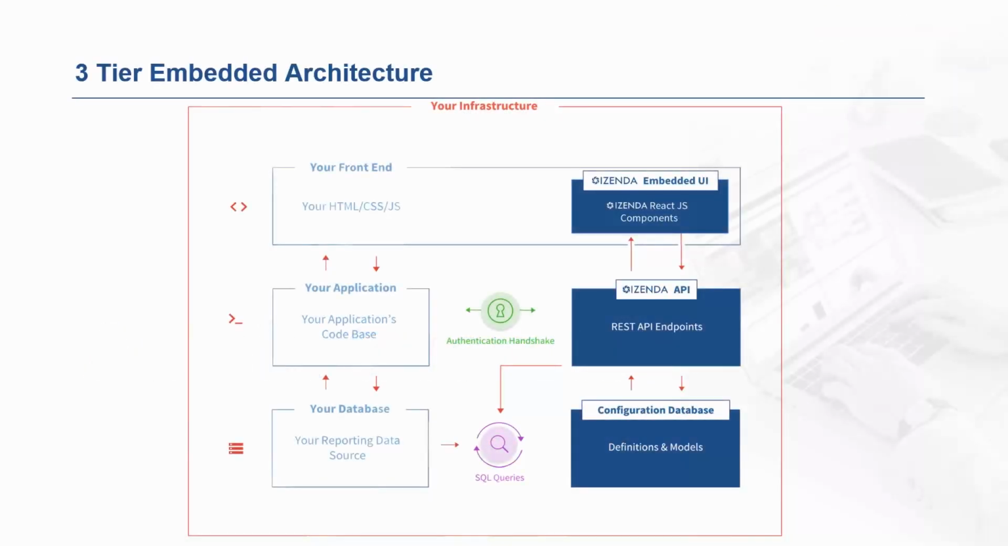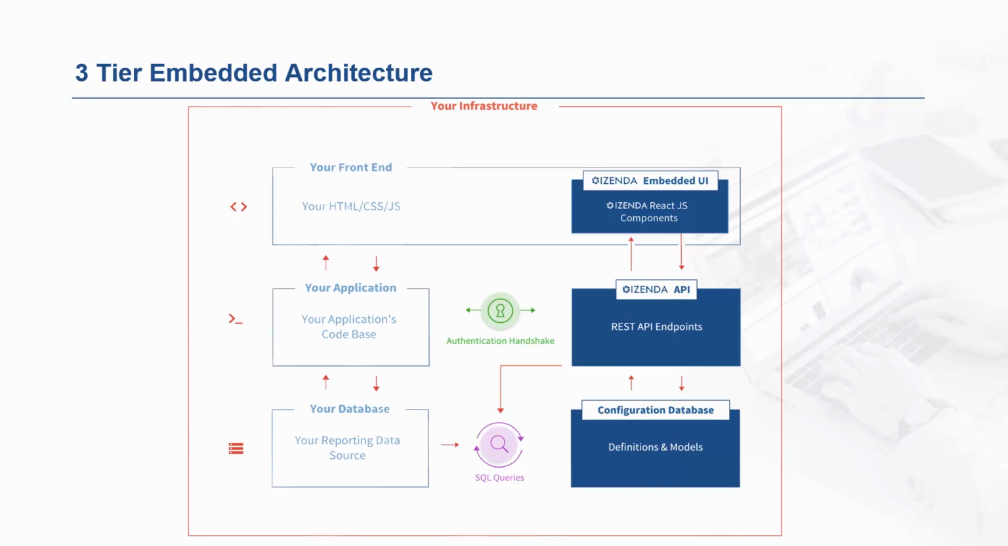What you get when you download Izenda is a three-tiered web application. This allows companies to completely customize and brand Izenda for embedding purposes into the front end of an existing application. There is a React.js application on the front end, an Izenda.net web API at the application layer, and we store configuration data inside a relational database.